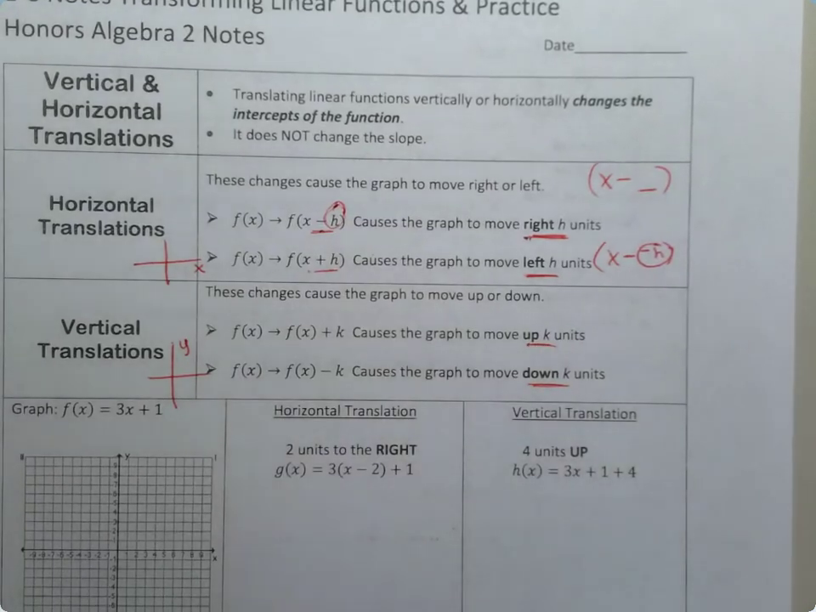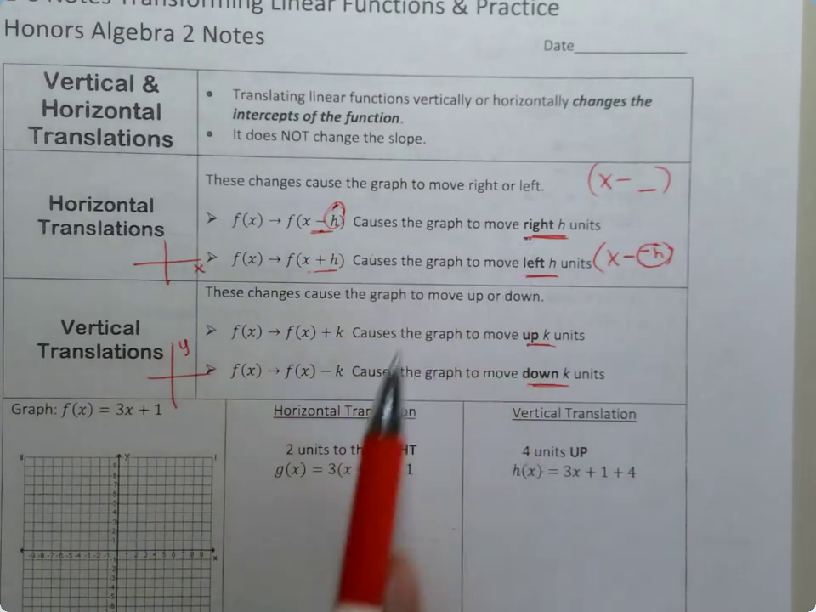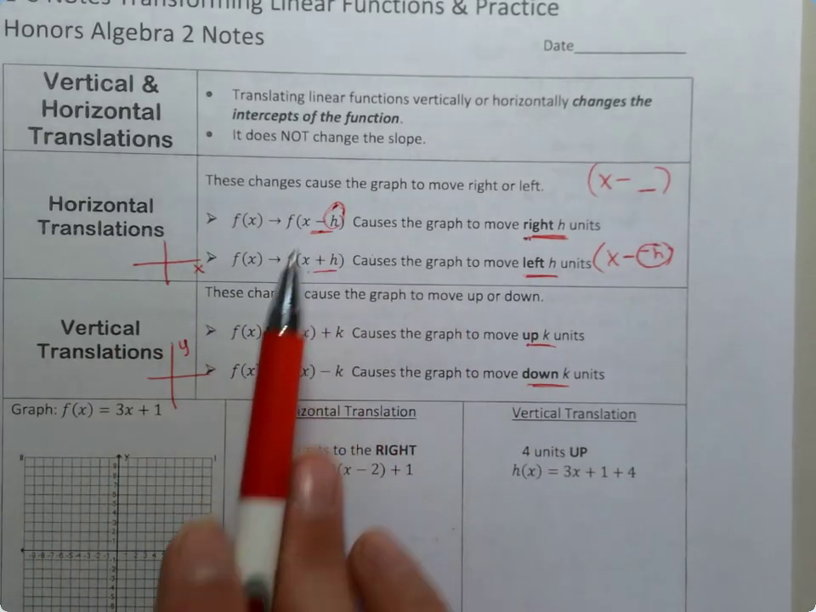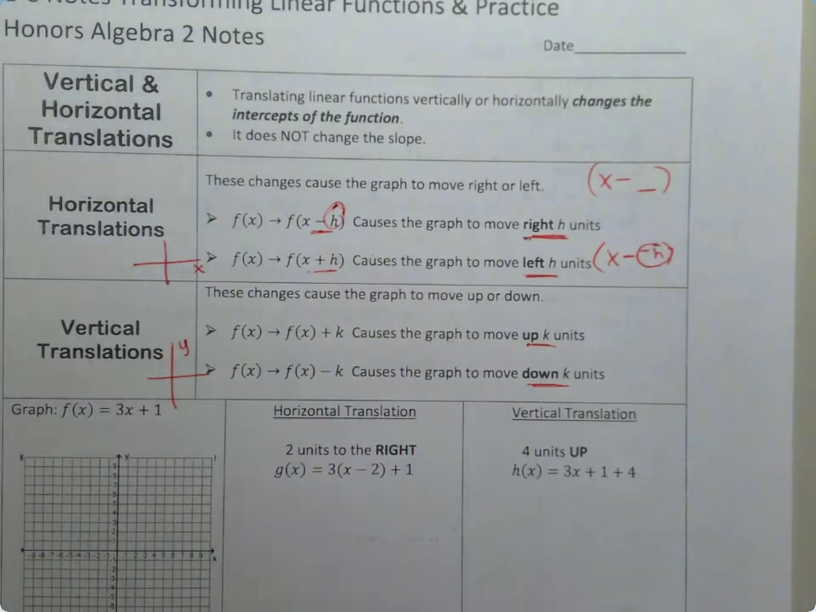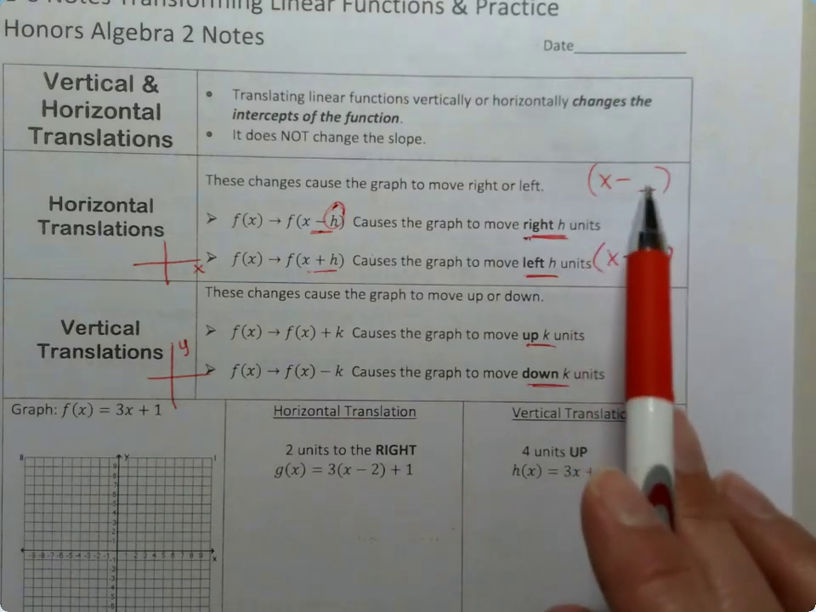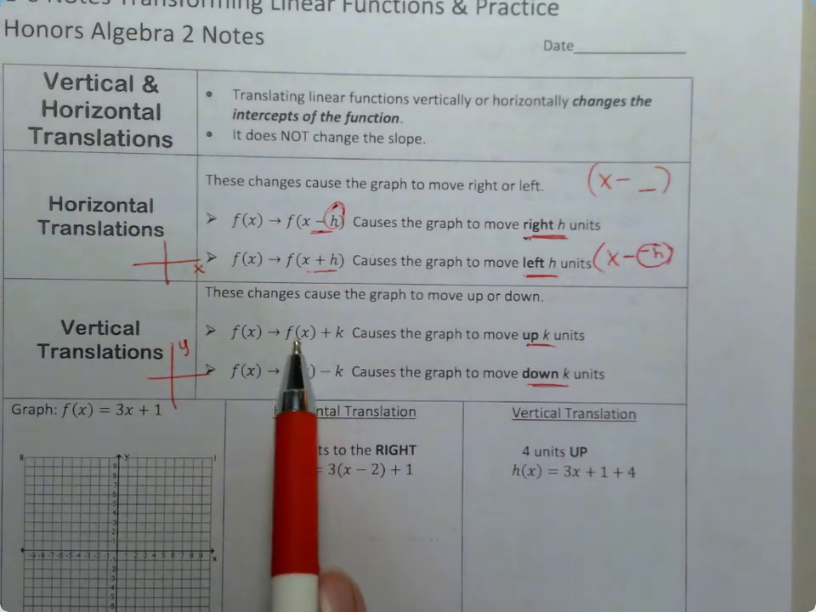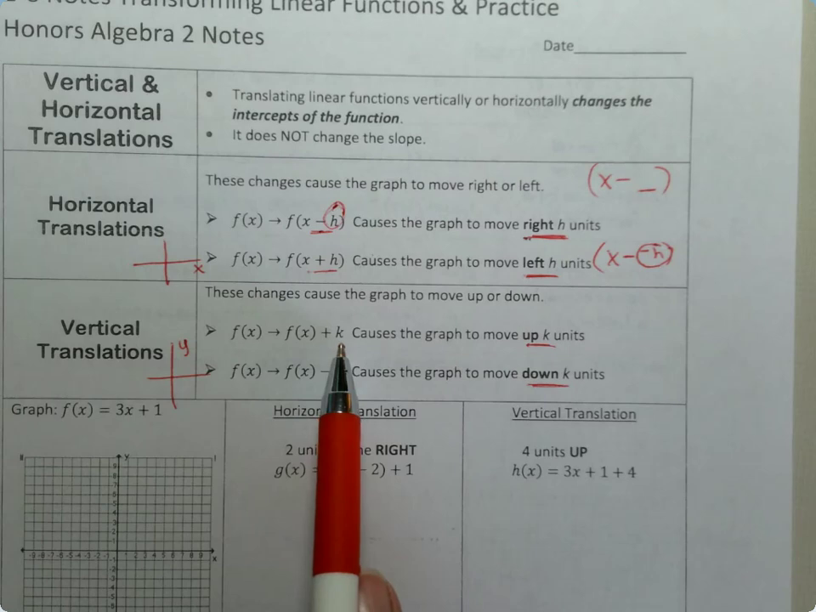So the h is what we pair with x. If it's paired with x, it moves x, left or right. And some of you just remember it does the opposite. It's doing the opposite because the function is always x minus, and then we have the h value. If it's outside, we have the y value and we say we're going to add something, it will move up or move down. So k is the up or the down value.